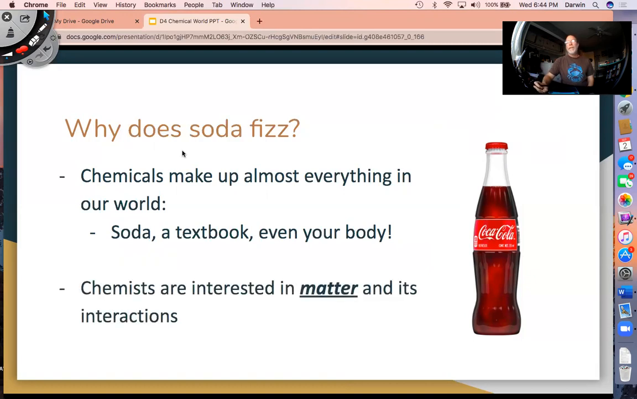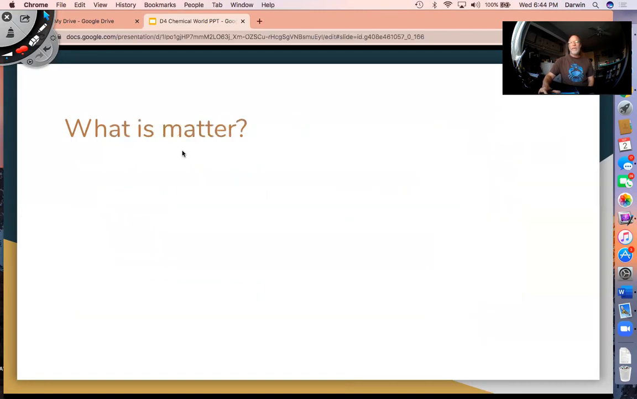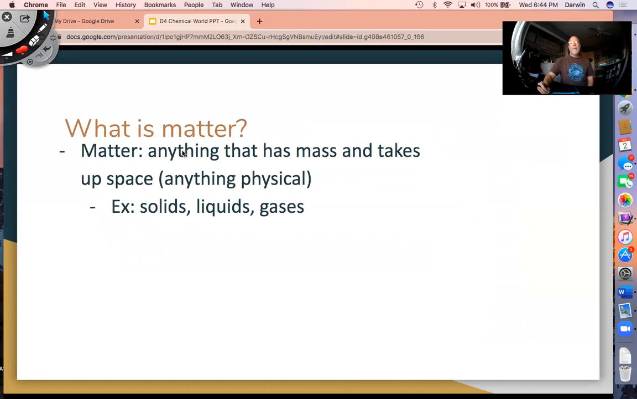Chemists are interested in matter, and matter is what makes up everything in the universe. So what is matter? Not what is the matter. The question is, what is matter? Well, matter is anything that has mass. And what is mass? Mass is kind of like weight. It's not weight, right? Mass is stuff. So anything that has mass is matter.